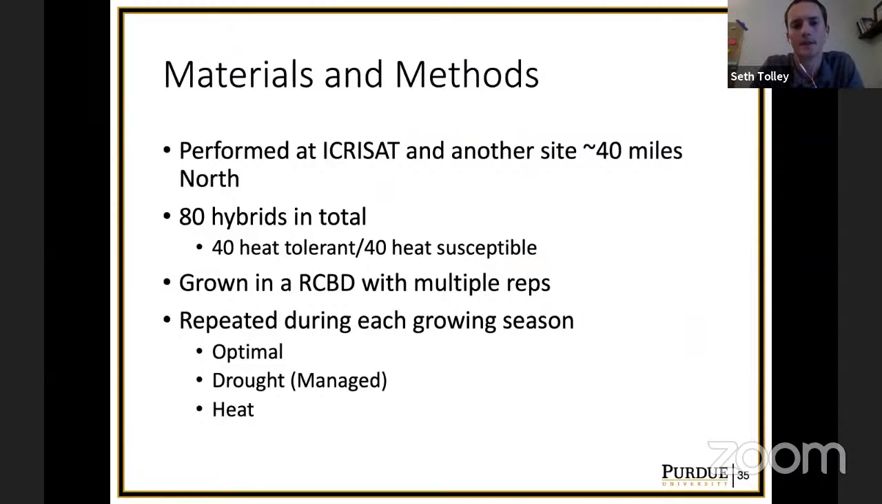So this experiment is done at the ICRISAT campus in Hyderabad, India, and it'll also be done at another site, which is about 40 miles to the north. In total, we have 80 hybrids being grown, 40 heat tolerant and 40 heat susceptible. This will be grown in a randomized complete design with multiple reps. Ideally, it'll be repeated under each of their growing seasons: optimal, the managed drought, and also the heat stress.